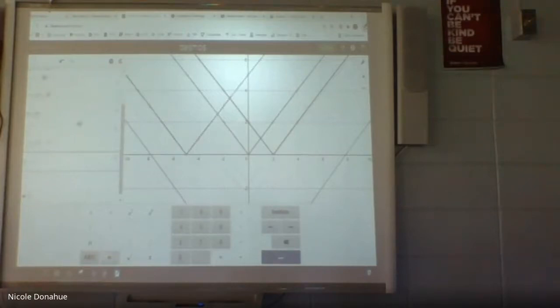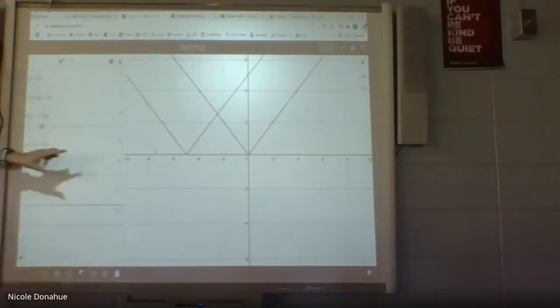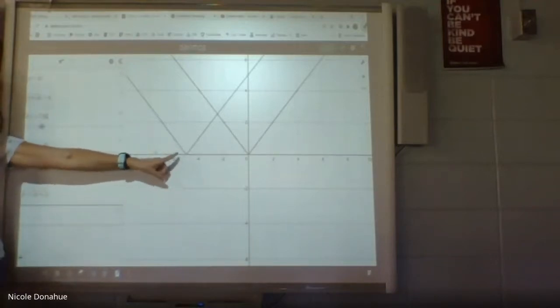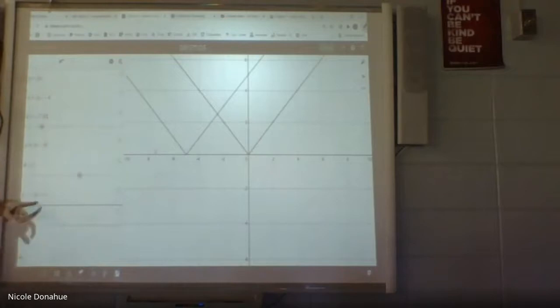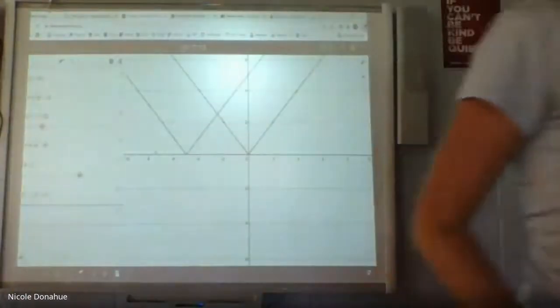Okay, guys, I have a lot going on here, so let me hide some of this stuff. Okay. So guys, what I have going on here right now is I hid everything except for just 2 of my graphs, my original graph, and then y equals the absolute value of x plus 5. Why is it over here on the left side? I did plus 5. Anyone see it?